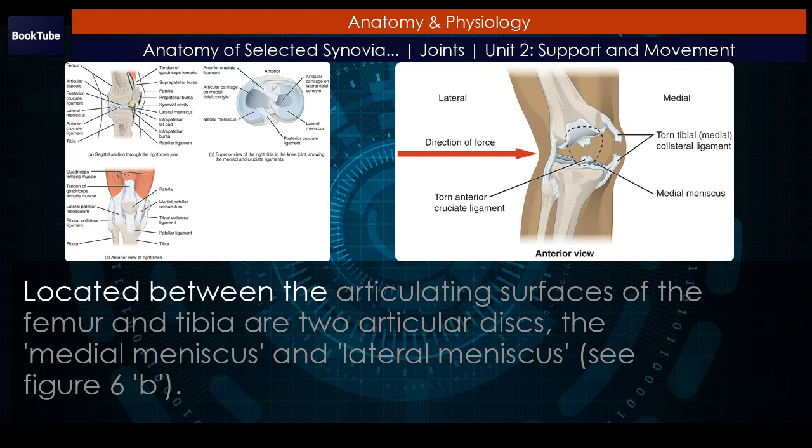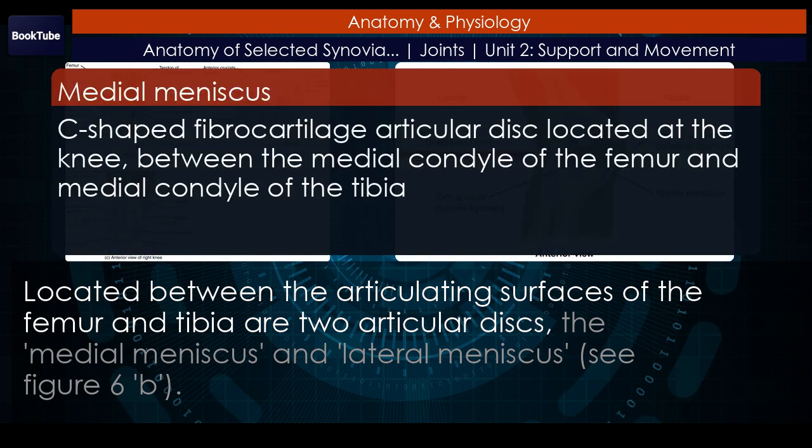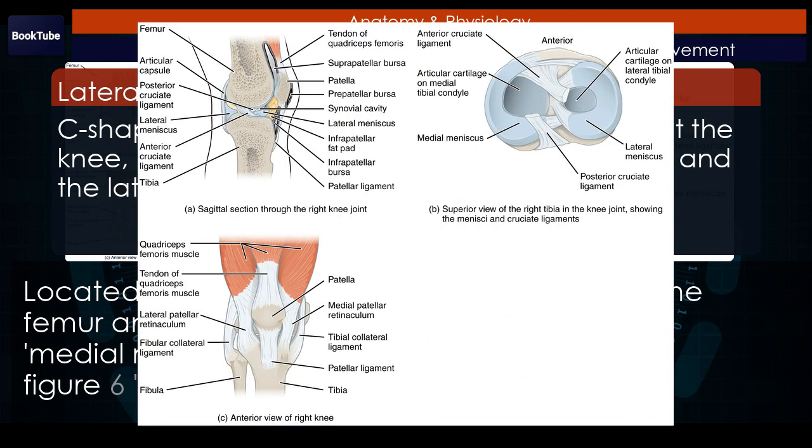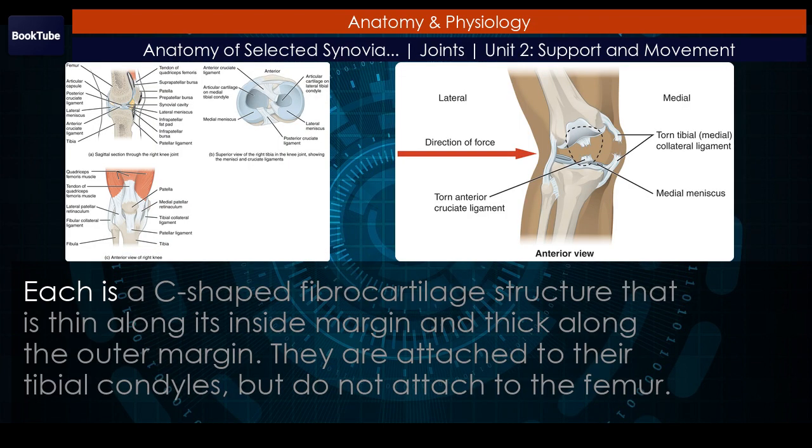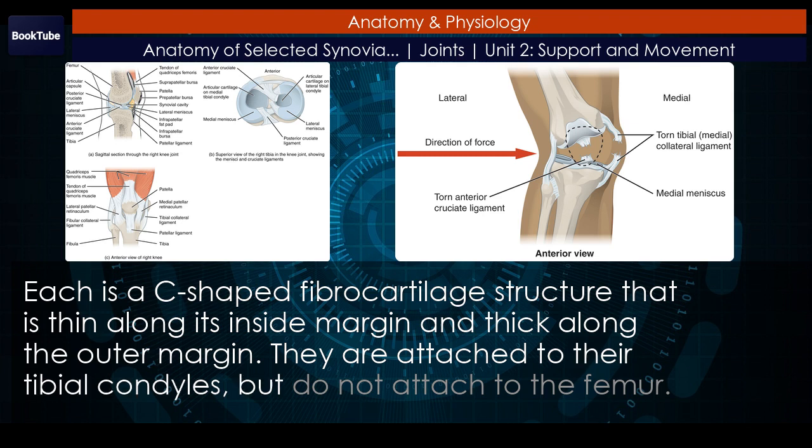Located between the articulating surfaces of the femur and tibia are two articular discs, the medial meniscus and lateral meniscus. See Figure 6b. Each is a C-shaped fibrocartilage structure that is thin along its inside margin and thick along the outer margin. They are attached to their tibial condyles, but do not attach to the femur.